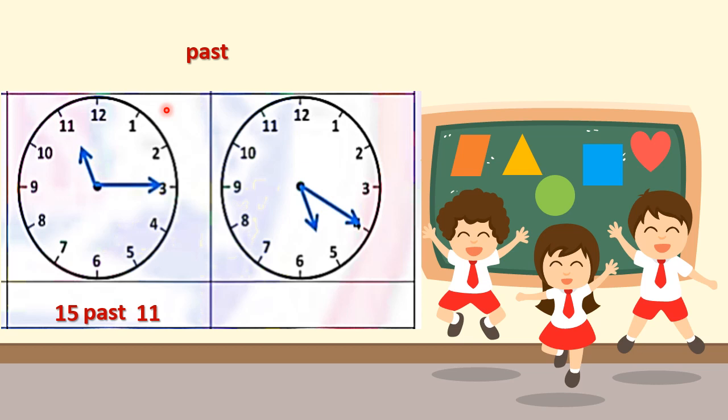What about the other clock? Yes, I will start using past. And then I'm going to count by 5. 0, 5, 10, 15, 20. So 20 minutes past. Past what? Yes, I will take 5, which is the small number.